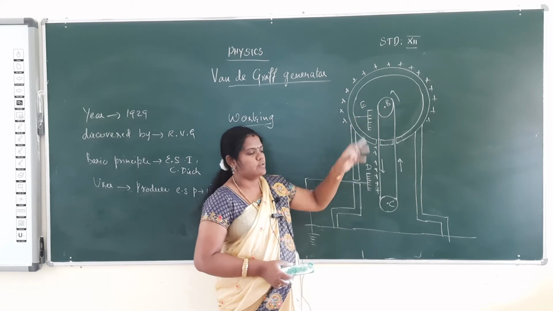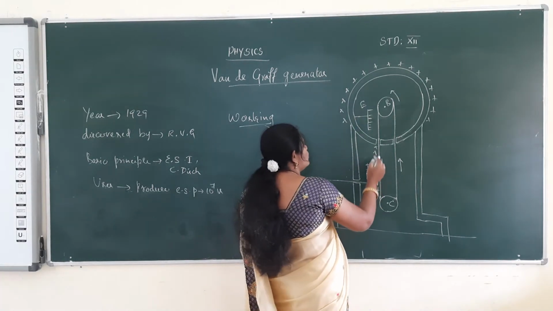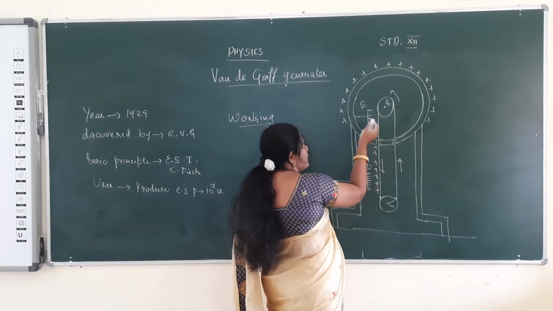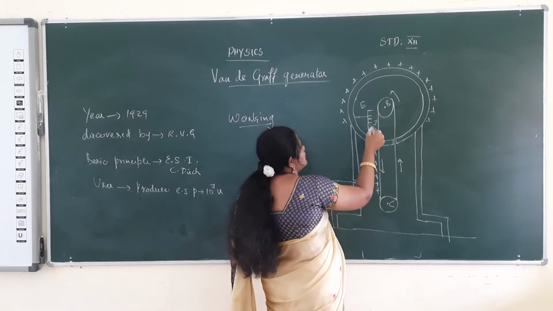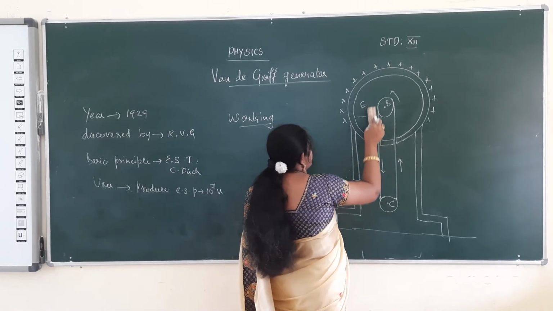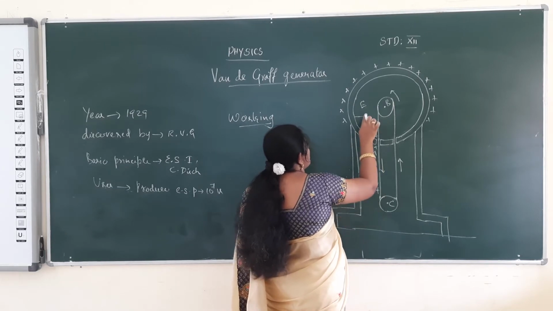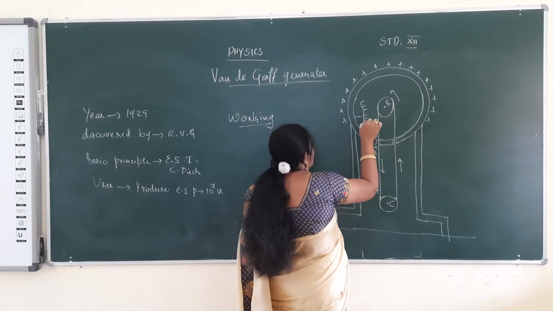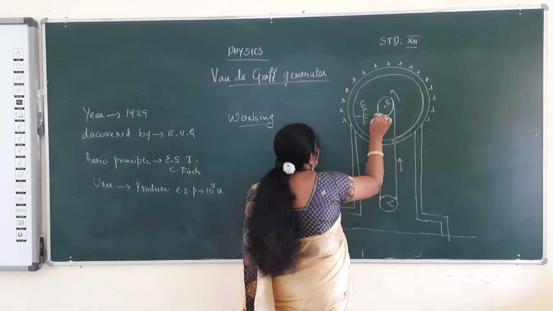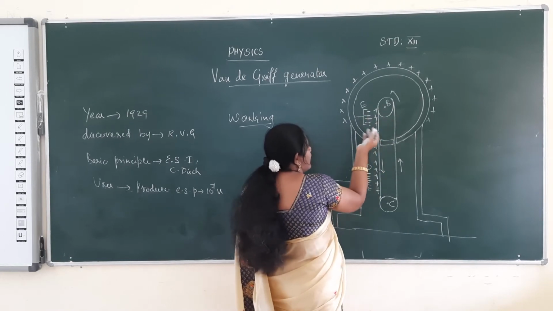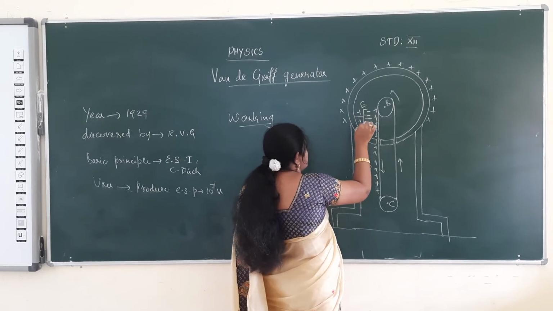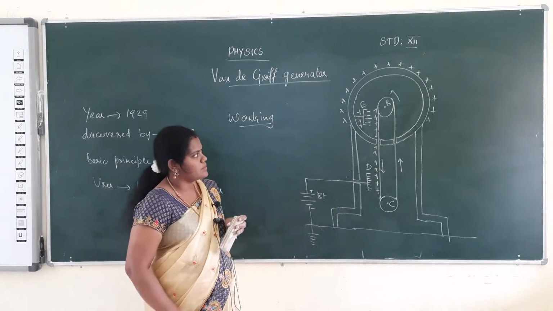The positive charges will be moved upwards nearby E. The positive charges moving near the comb definitely induce negative charges on one side, and positive charges on the other side. That is the electrostatic induction process.